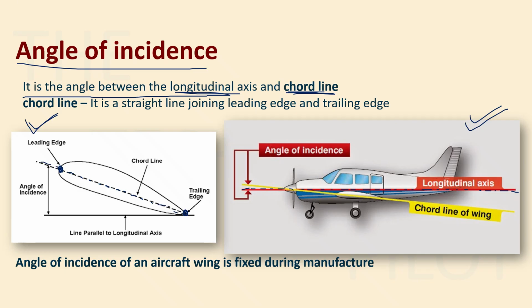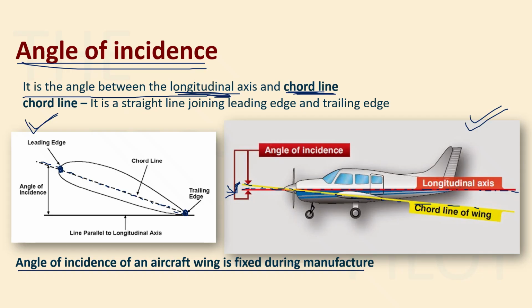So what is the angle of incidence? It is the angle between your longitudinal axis and chord line. This red line was your longitudinal axis and this yellow line that you're seeing is your chord line. This angle between the chord line and your longitudinal axis is known as your angle of incidence. If you change this angle, then you can move the aircraft in a variety of axes, right? But what is written here: the angle of incidence of an aircraft wing is fixed during manufacture.